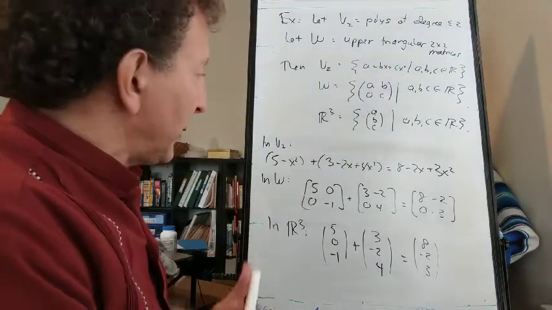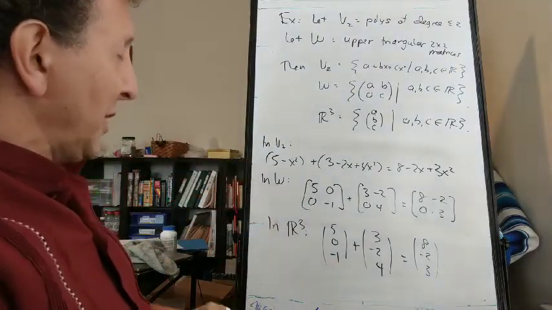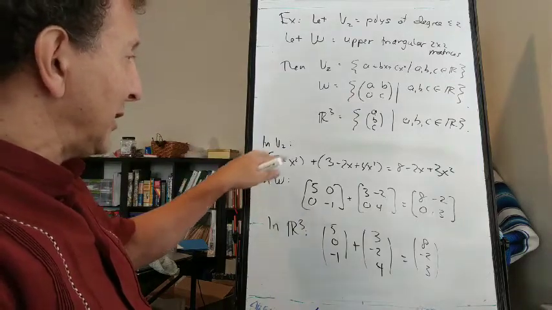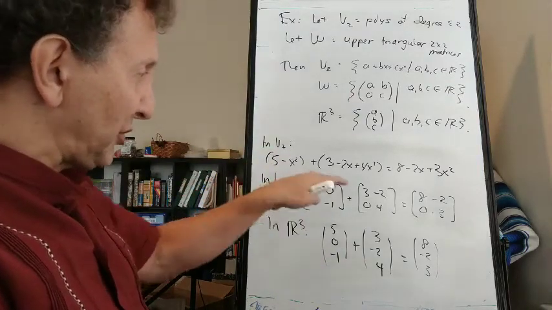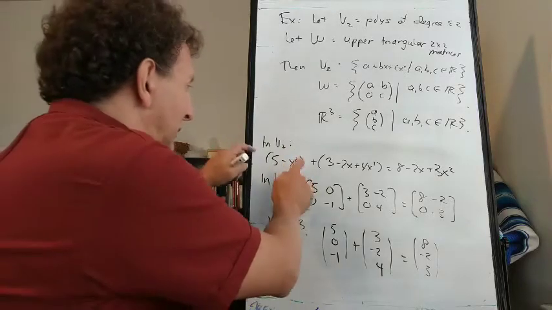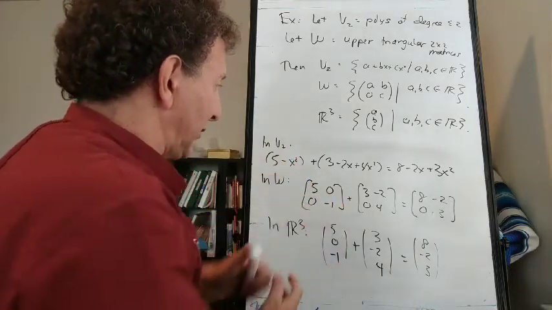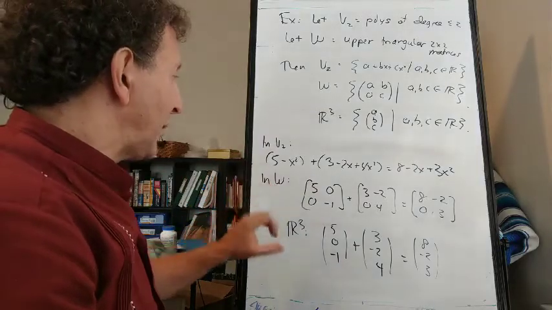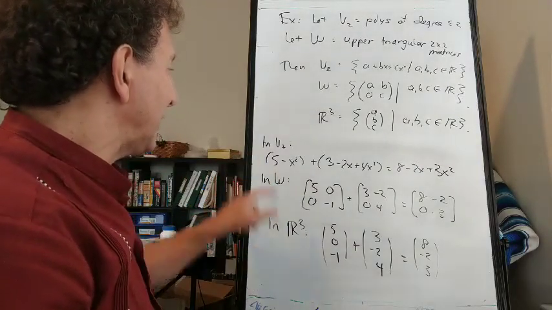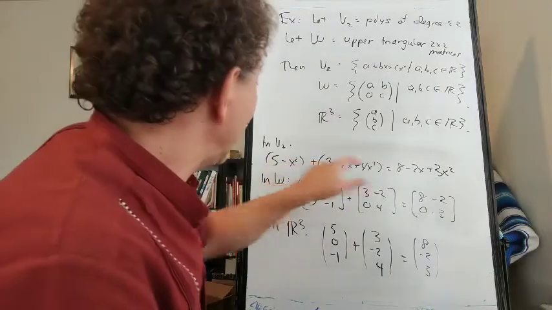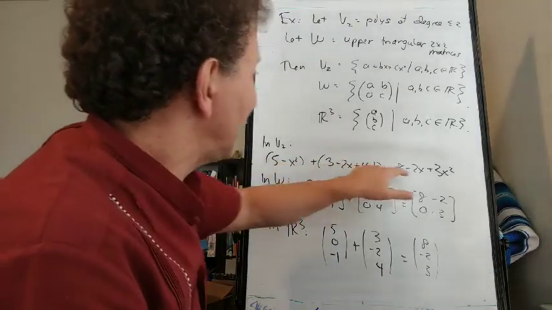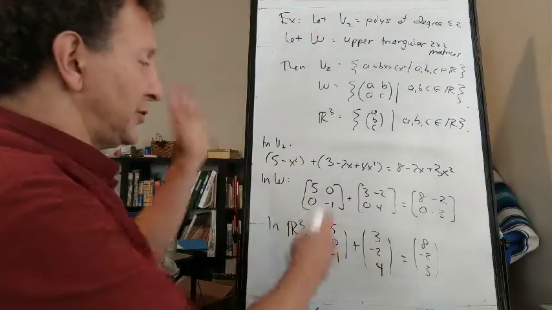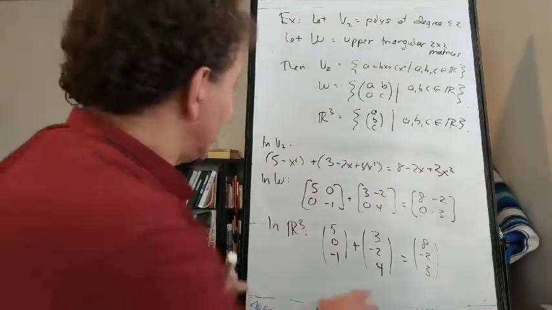So, in some sense, these are three different equations. In another sense, all we're doing is adding coefficients that are in the same positions in each object, whether the object is a polynomial or a matrix or a vector. So these equations correspond. It's really exactly the same thing. 5 plus 3 equals 8, 0 plus negative 2 equals negative 2, and negative 1 plus 4 equals 3. Just written three different ways.